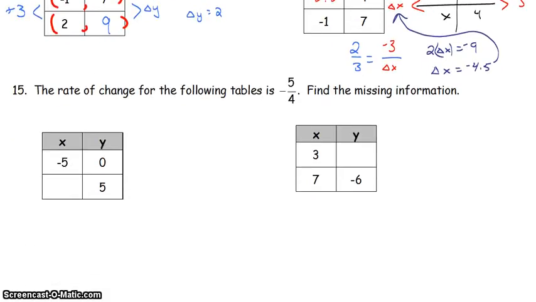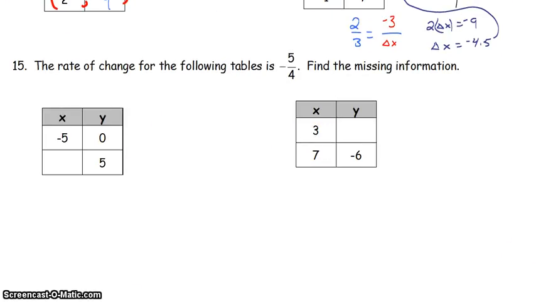Go ahead and press pause. Then try these two problems. Unpause to check your work.